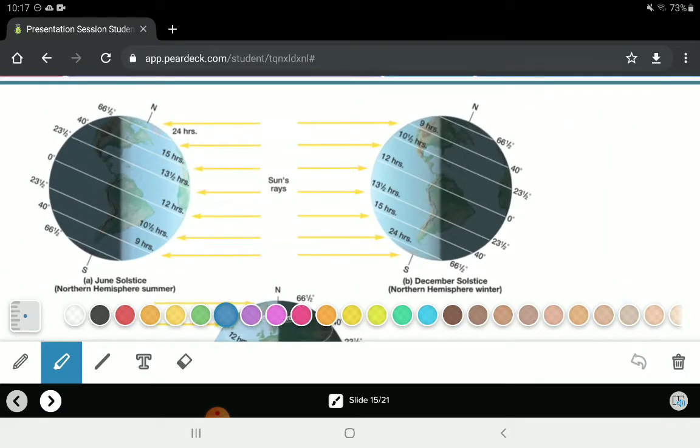So let's say that we are right about here on Earth's surface. During different times of the year, during the summertime we get about 15 hours of sunlight, whereas during the wintertime we get more like 9 hours of sunlight a day. So that means that there's a difference of about 6 hours of daylight that we receive during the summertime versus during the wintertime. That's 6 more hours.